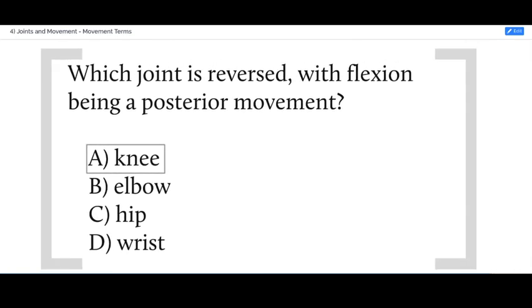The knee is the joint that is opposite from the others. When you flex your knee, it's a posterior movement. As the old joke goes, imagine what your chair would look like if your knee bent the same way your elbow did.